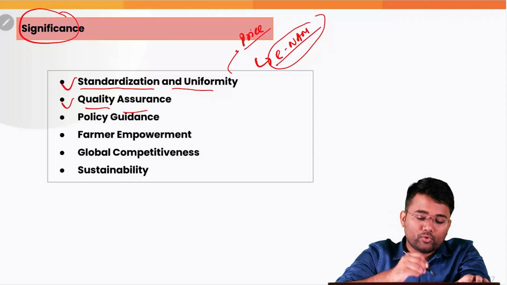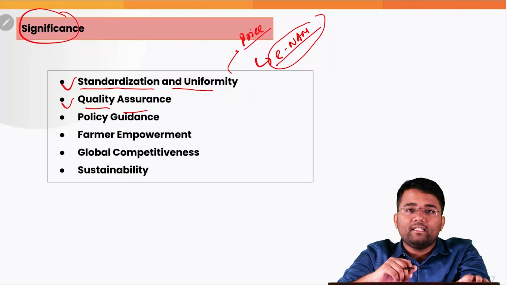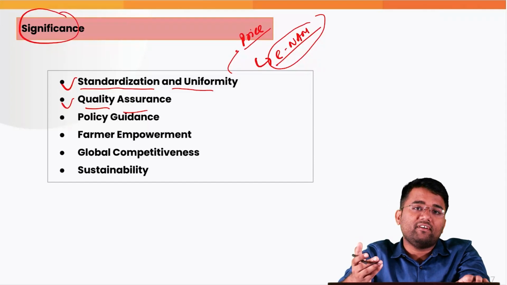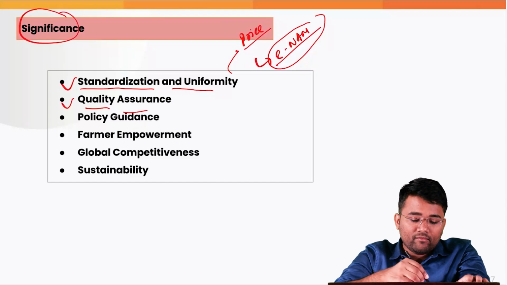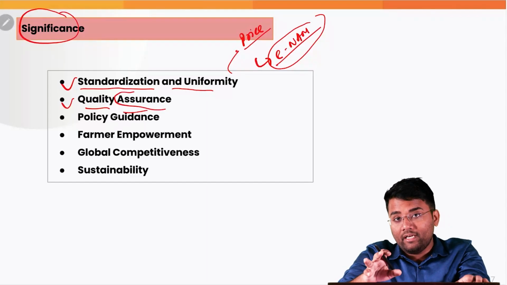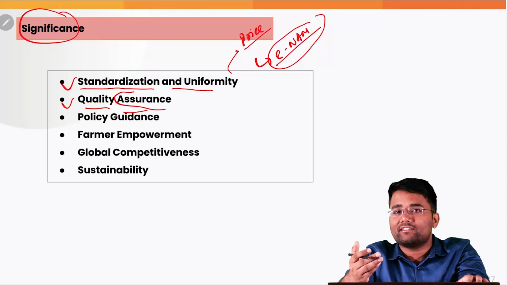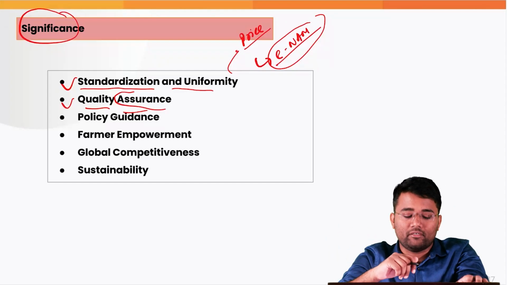Also, the quality assurance would be there. Whatever the pesticides and preservatives, etc., that we have talked about, that would be in the permissible limit, and we will not have to face that humiliation that our products are being returned back.